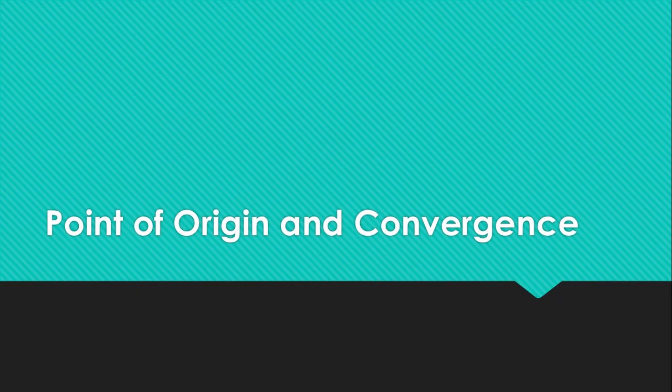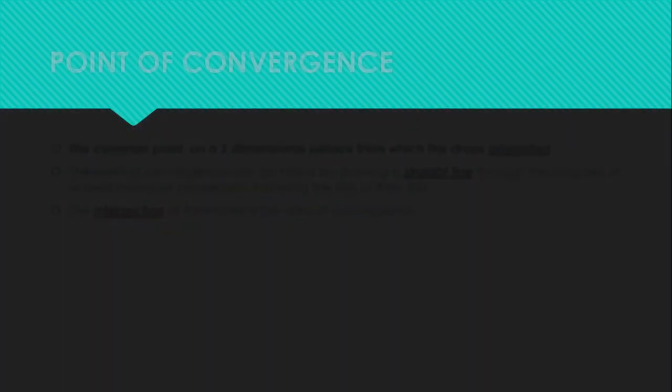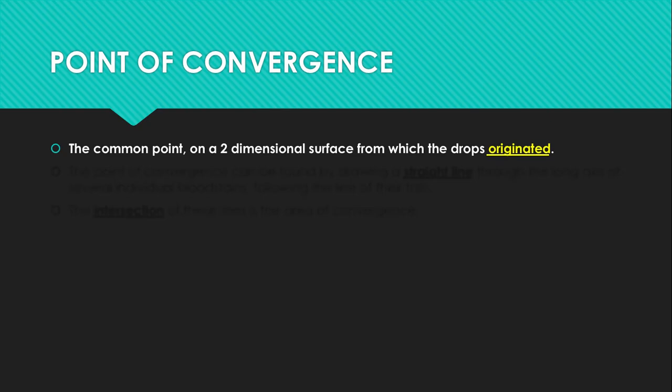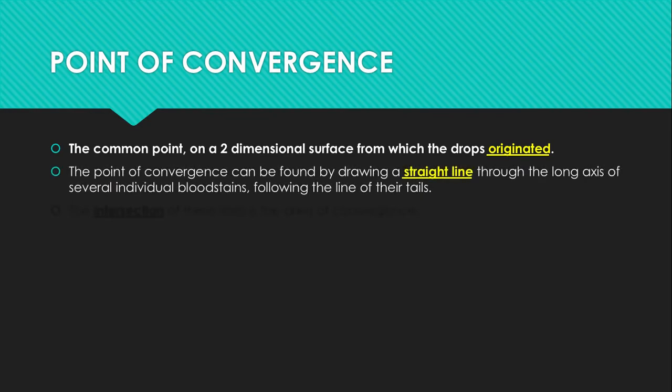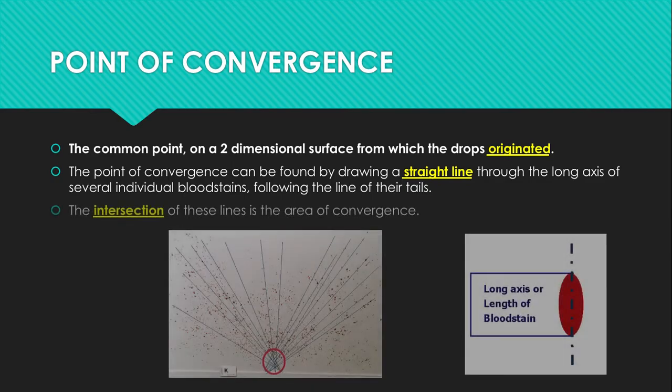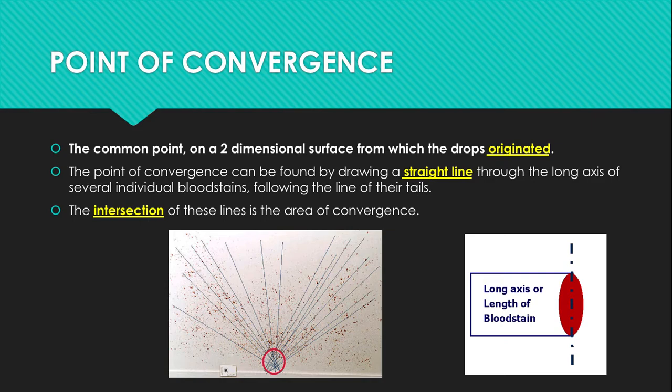The next thing I want to talk about is the point of origin and convergence. The point of convergence is the common point on a two-dimensional surface from which the drops originated. The point of convergence can be found by drawing a straight line through the long axis of several individual bloodstains following the line of their tails. And then the intersection of these lines is the area of convergence.